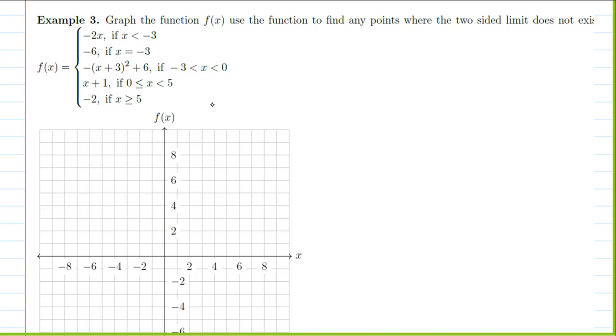All right, so let's go ahead and actually graph this thing. The first thing we have is negative 2x if x is less than negative 3. So I'm going to highlight that domain, so that's right here. I'm not going to do the single points as a domain. My next domain is negative 3 is less than x is less than 0. So that's going to be right here.